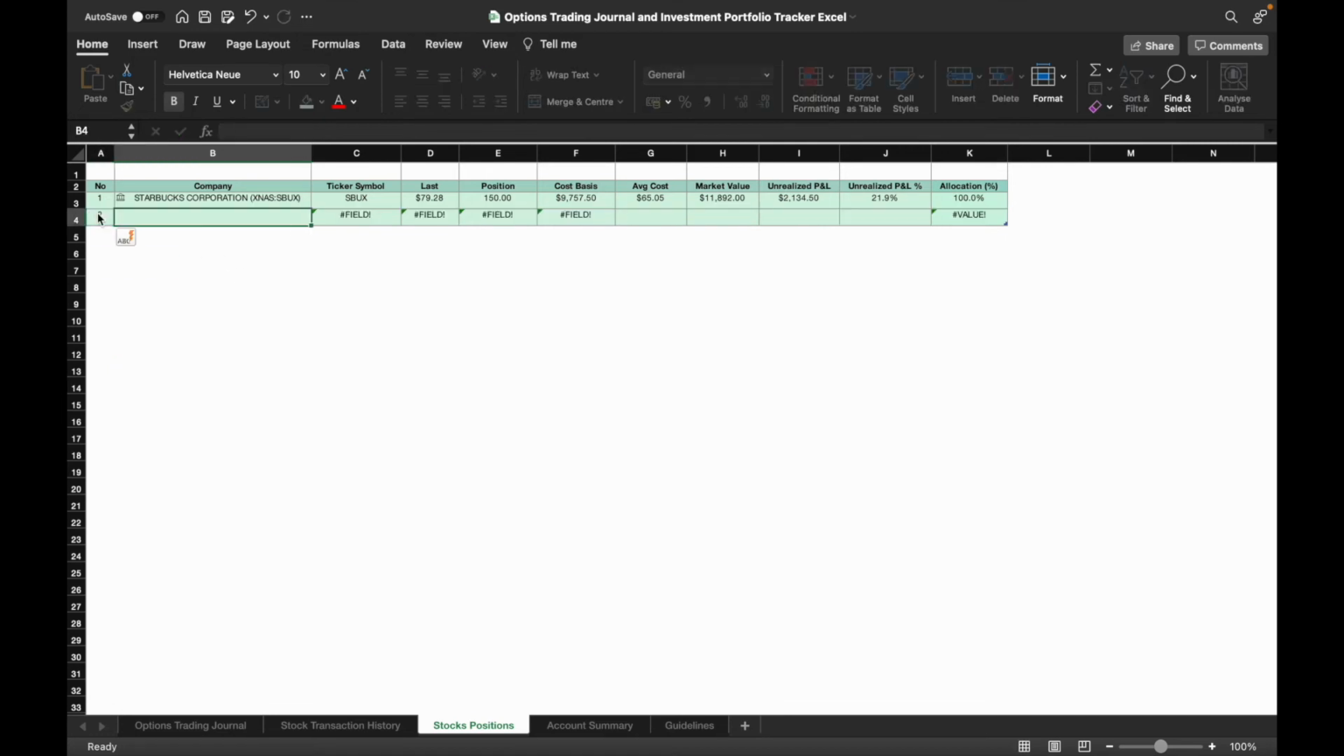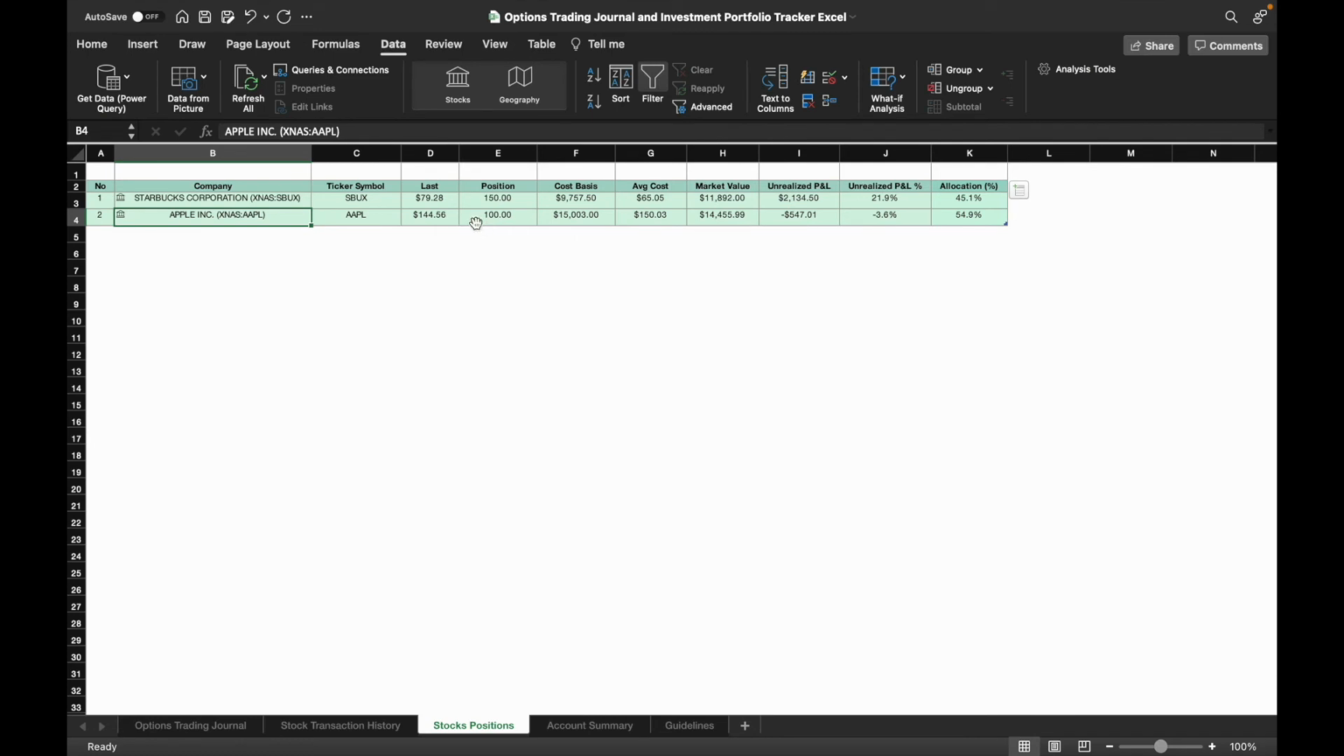After I update the stock transaction history, I need to go to the stock position to update my stock position, and it will appear here: the number of shares, my cost to purchase the Apple stock, my average cost, the market value now, my unrealized profit, and also my unrealized profit percentage. Here you can see how many percent of allocation the Apple shares take among my investment portfolio.